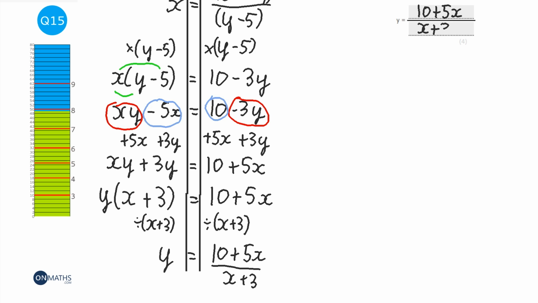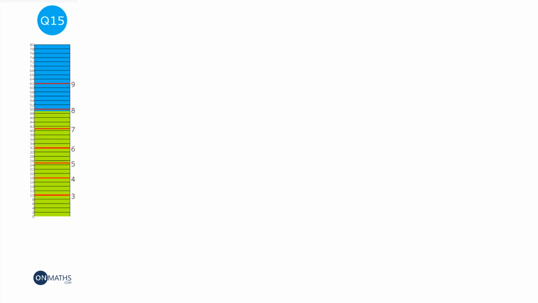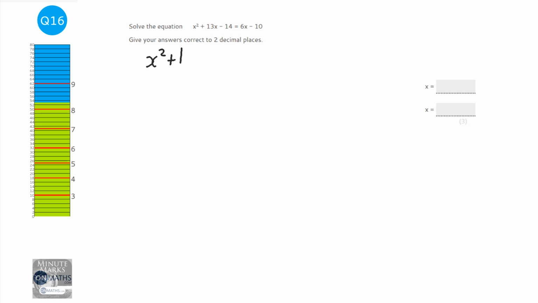To solve a quadratic, first thing you need to do is get it equal to 0. So I'm just going to write it out first of all.